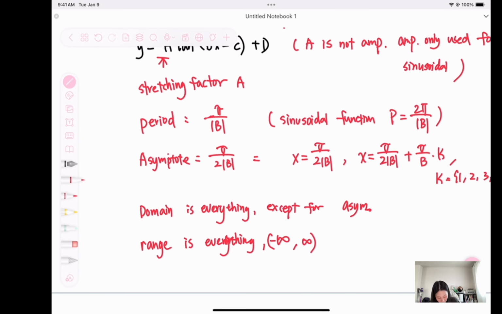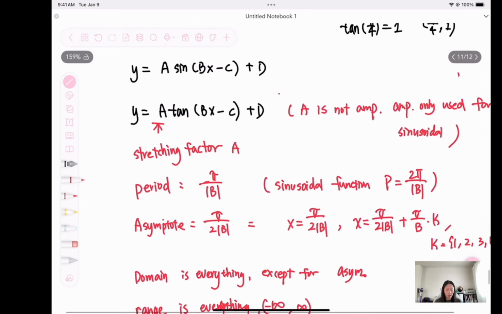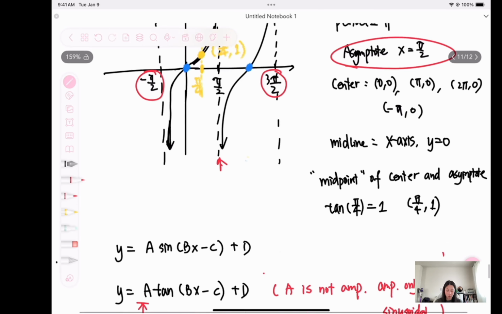And also one more thing: tangent is an odd function. What is an odd function? That means negative tangent x equals tangent of negative x. They're going to be symmetric over the center of the graph. In our case, that would be the origin, (0, 0).